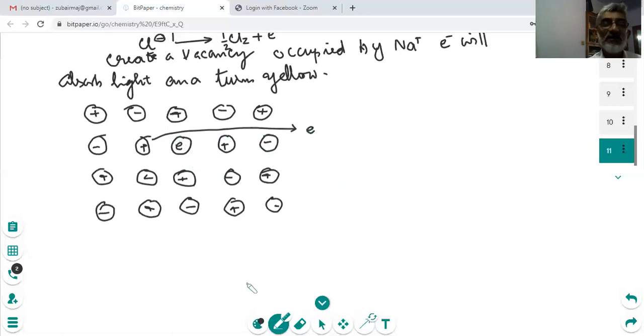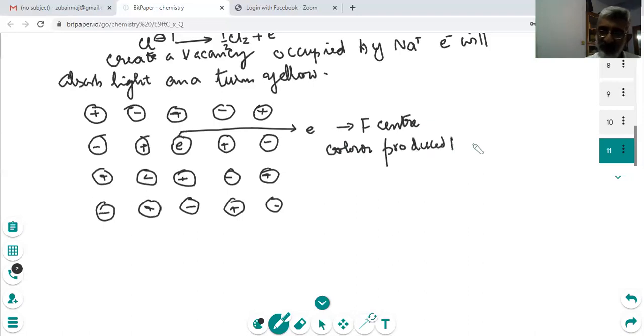So the electron occupies this space, and this center is called the F center. The center where the electron is occupying after removal of the chloride ion is called the F center. And remember this, the color produced or given out by each crystal is characteristic.